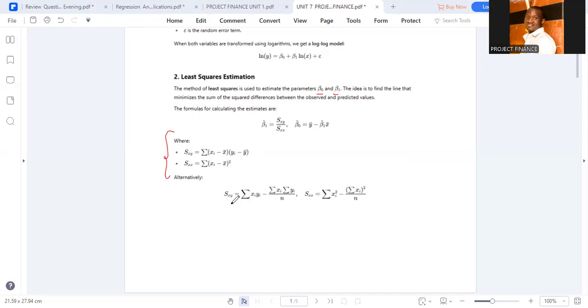So to find SSxy, we have the summation of xy minus the summation of x times the summation of y over n. For SSxx, we're going to have the summation of x squared minus the summation of x, squared, over n.